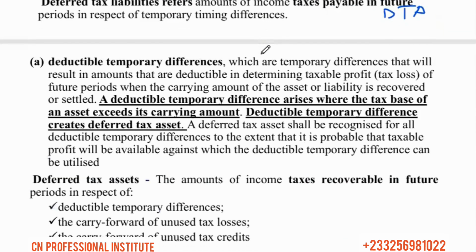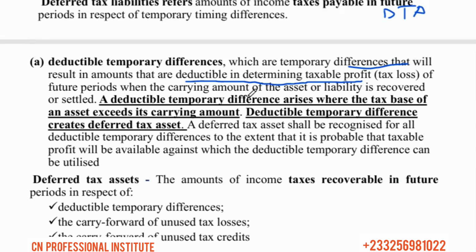So with the deductible temporary difference, we said if the tax base is bigger than the carrying value, or the carrying value is less than the tax base of an asset, then it creates what we call a deductible temporary difference, right? And this will create a deferred tax asset. Deductible temporary differences are temporary differences that will result in amounts that are deductible in determining taxable profit of future periods when the carrying amount of the asset or liability is recovered or settled.